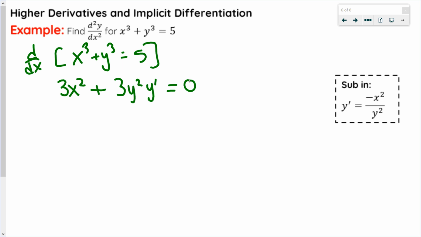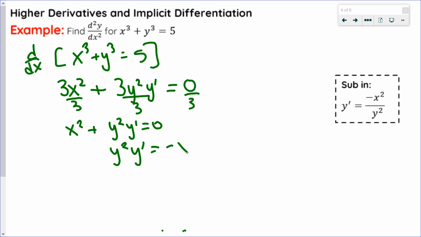which is 0. So I'm going to divide everything by 3 because it's an equation and I see that that's a common factor. So I'm left with x squared plus y squared y prime equals 0. Before I can do my second derivative, I have to isolate my first derivative. So I will subtract x squared from both sides, and then I will divide both sides by y squared. So y prime, the first derivative, is negative x squared over y squared.